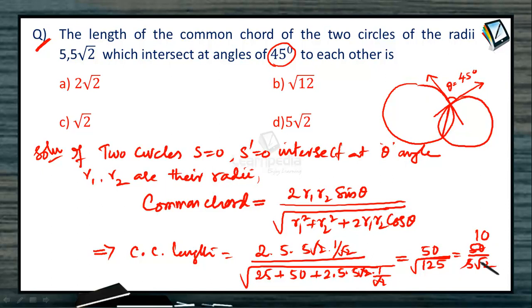This gives 10 by root 2. So 10 you can write as 5 into 2. Therefore 5 root 2 will be the correct option. 5 root 2, so option D is going to be the correct option for this question.